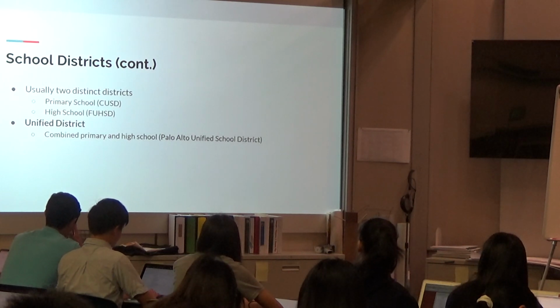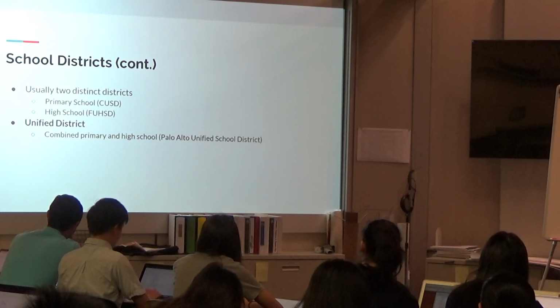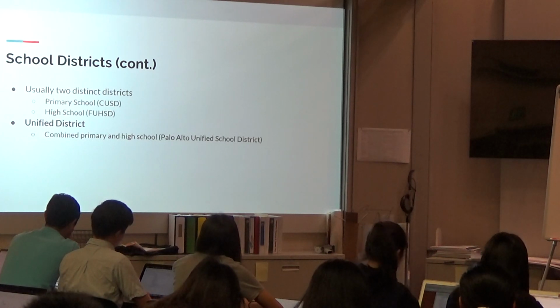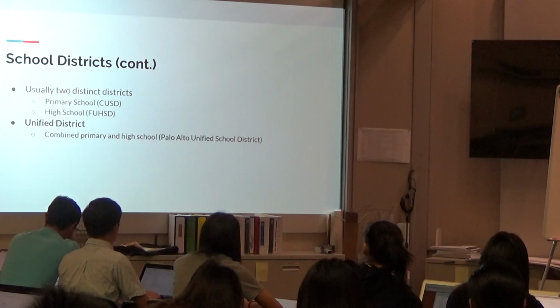There is also something called the Unified District, which is where you combine primary and high school. One important case is Palo Alto, which is pretty nearby. They have a unified school district, which means that going from primary to high school, you have the same form of government, the school board.